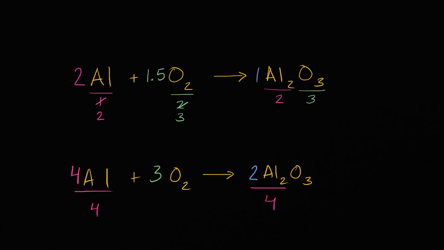How many oxygens do I have on the left-hand side? I have 3 molecules of dioxygen. Each molecule has 2 oxygen atoms. So I have 6 oxygens on the left, and I have 2 times 3 oxygens on the right, or 6 oxygens. So my chemical equation is now balanced.